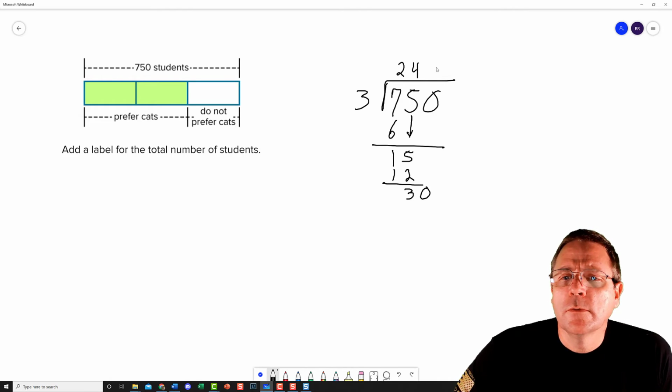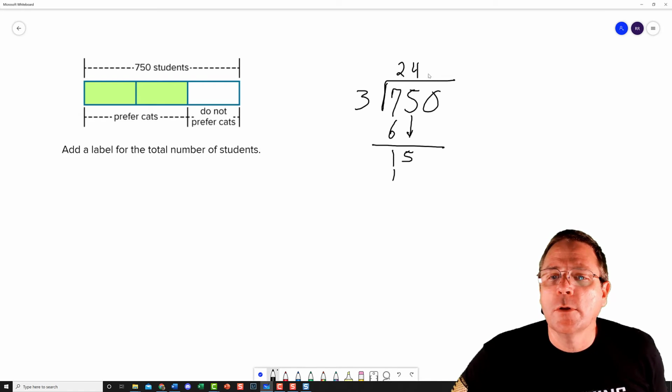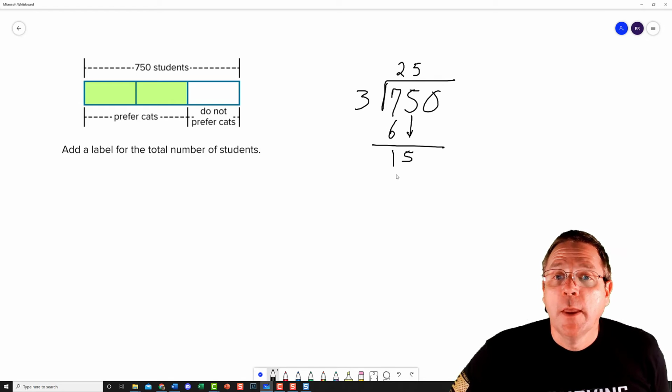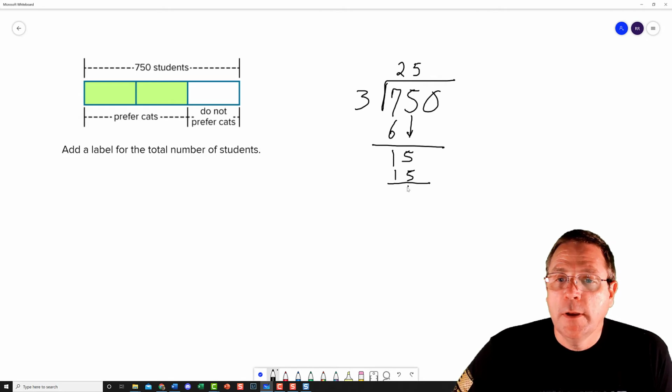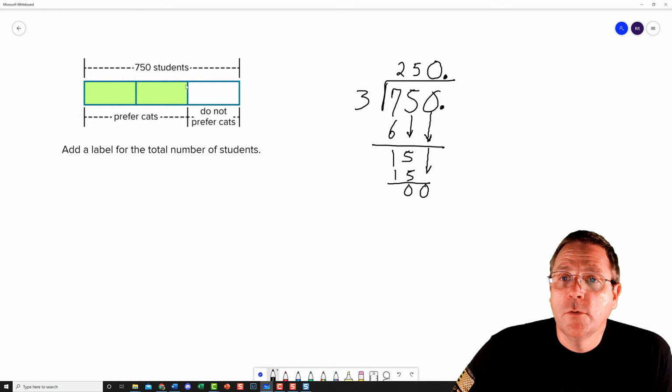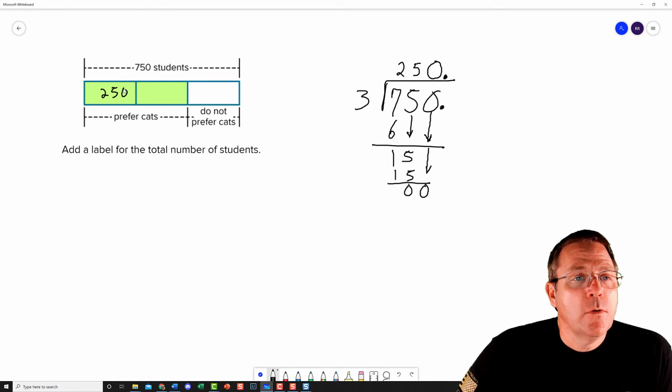I think I goofed. What did I do wrong? Let's go back here. I totally goofed here. So instead of 4, it should be 5 times. 5 times 3 is going to be 15, which leaves nothing left over. But we still have this 0 to contend with. That 0 is going to come down to be right here. And we're going to say 3 goes into 0 how many times? 0 times, because you had an invisible decimal here. And we've got to work it all the way to the decimal. So each one of these categories is going to be 250.